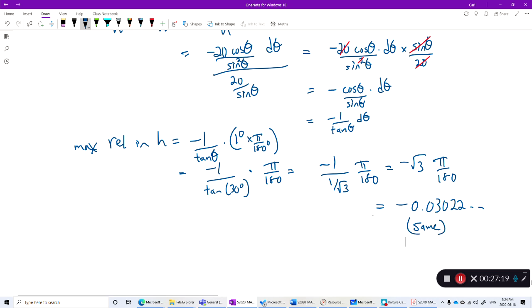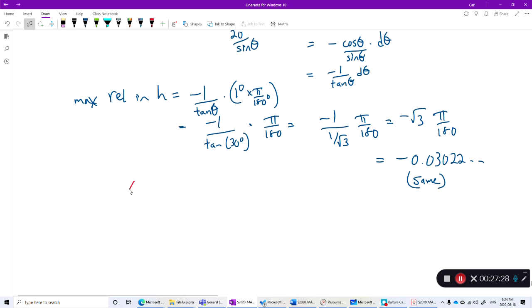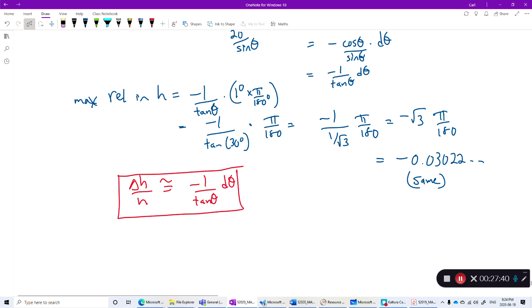So it can be helpful to work with the formulas. Let me summarize what we had here. We found that dh over h was approximately negative 1 over tan theta d theta. That would tell us the relative error in h for any angle and any change in the angle. So that could be useful for more involved error analysis.